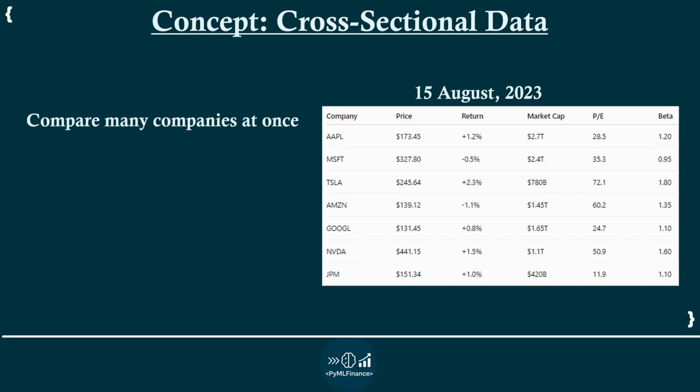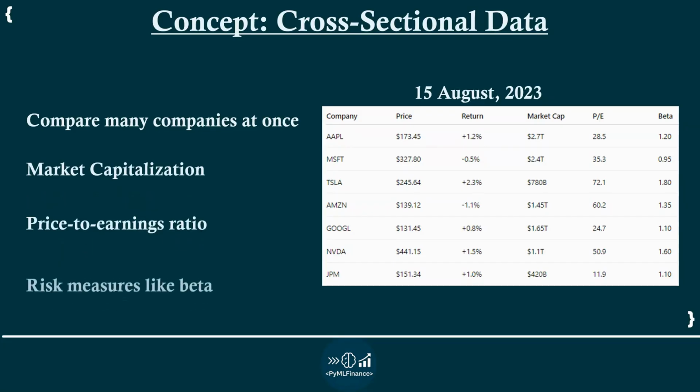For example, we can look at returns of different stocks on a date, 15 August 2023, on the screen. Each stock has a different return. Some are positive, some are negative. We can also compare firms' characteristics like market capitalization, price to earnings ratio, risk measures like beta. So here, if you see, each company has different values. This snapshot across firms is cross-sectional data.